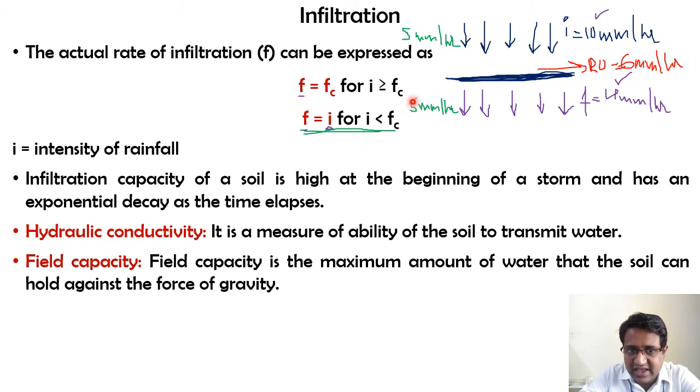F, that is the infiltration rate of the soil, if it equals the intensity of rainfall, at that time what will happen? 5 mm per hour of rainfall is occurring and the same water is being infiltrated. So there will not be any runoff generated. Runoff over here will be 0. It will be nil. So when F equals I, runoff will not be generated. That's why for I less than Fc, that is, intensity of rainfall is less than the infiltration capacity.